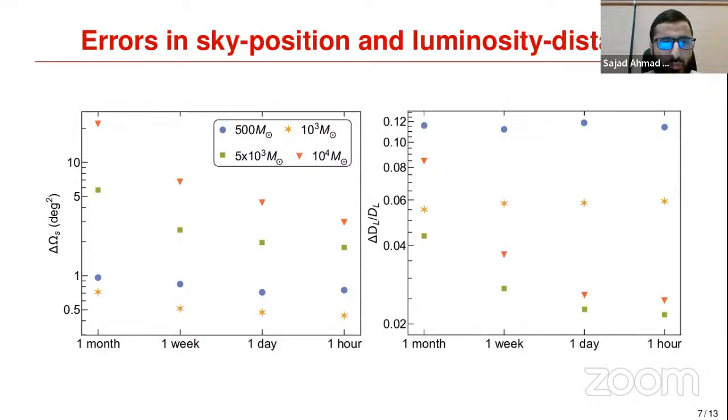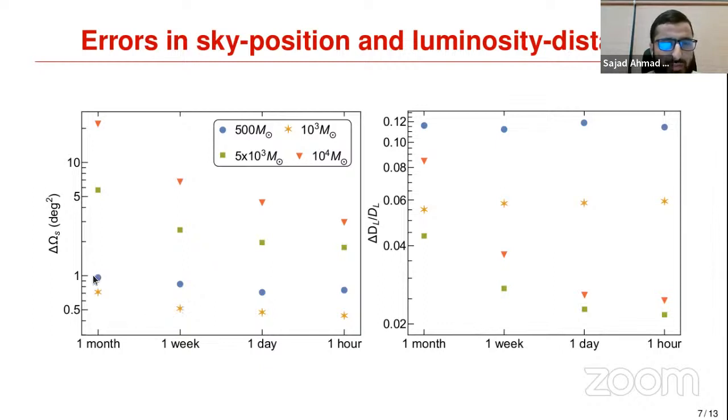Yeah, so given the good SNRs even 1 month before the merger, here I'm showing the sky position and luminosity distance errors on these two as a function of time left before merger. If you see the sky position, this position is improving as we move closer to the merger for all the systems.